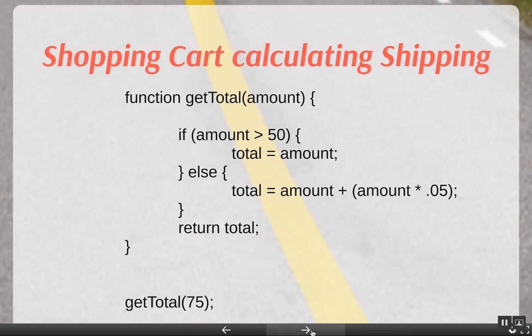It says a function is called getTotal, and it has a parameter inside parens, amount, opening curly brace. If, inside parens, amount is greater than 50, and then curly brace, total is assigned amount, ending curly brace. Else, opening curly brace, total is assigned amount plus, inside parens, amount times 0.05, semicolon, ending curly brace. Return total, semicolon, ending curly brace. getTotal, inside parens, 75, semicolon.